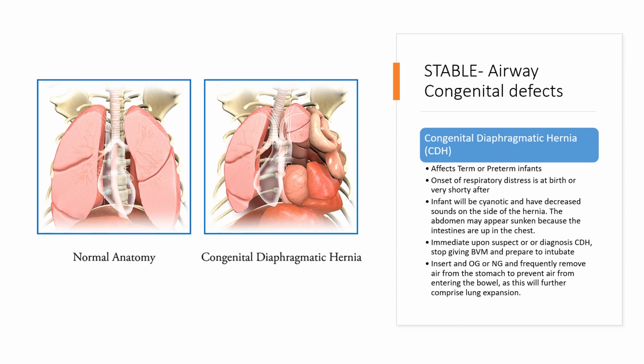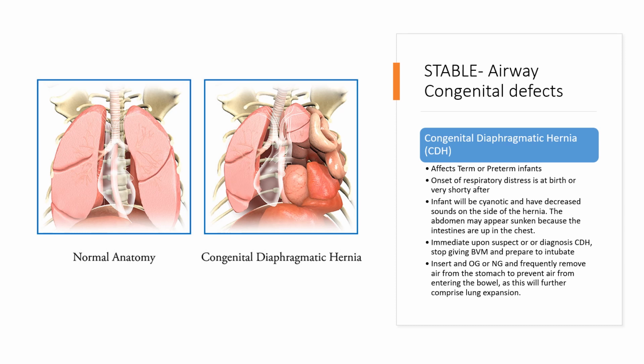And then we need to tube and make sure all the air is going into the lungs. Congenital diaphragmatic hernia affects term or preterm infants. Onset of respiratory distress at birth or very shortly after. They'll be cyanotic and have decreased breath sounds on the side of the hernia. The abdomen will appear sunken, because their intestines are in their chest.